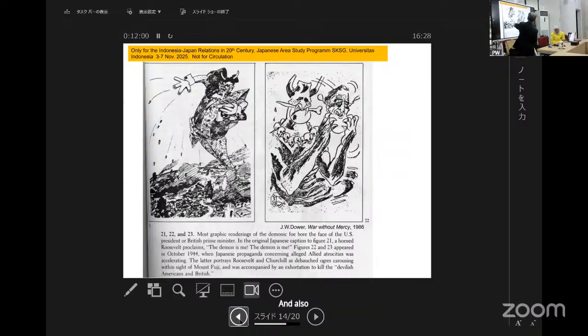And also another cartoon indicating Japanese propaganda during the wartime. These demons wear a mask of a human, but the real face is a demon. This was a usual appearance during the Pacific War, but this is the Japanese propaganda appearance to the public.